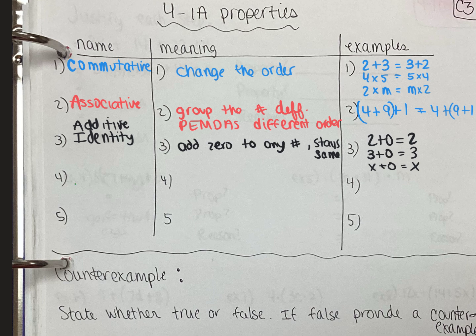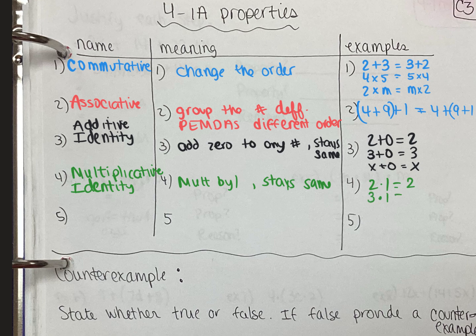Okay, the next identity property is the multiplicative identity property. I can multiply by 1 and it stays the same. So 2 times 1 is still 2. 3 times 1 is still 3. X times 1 is still x.